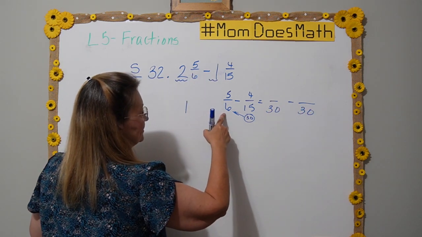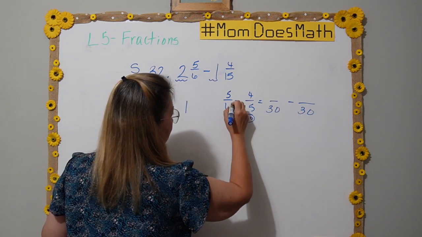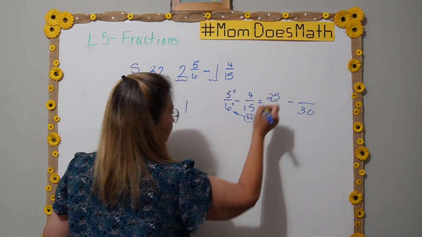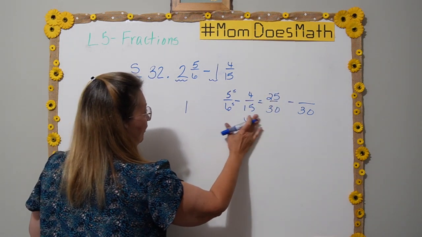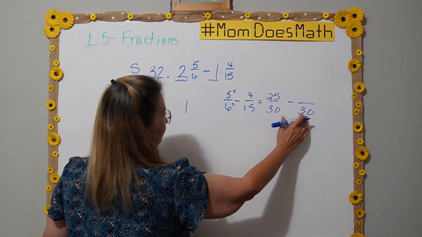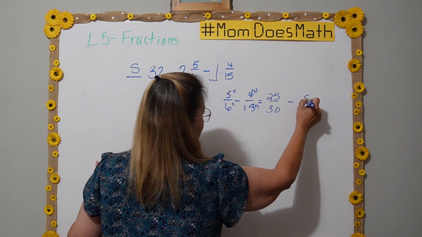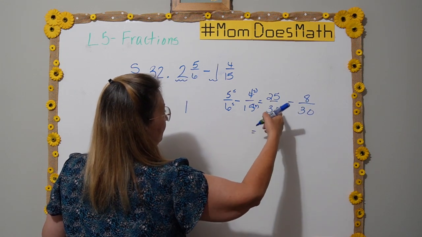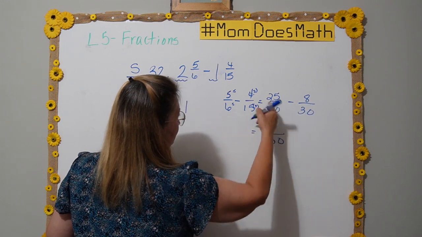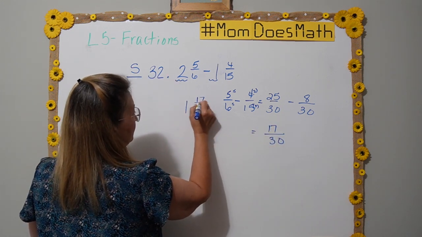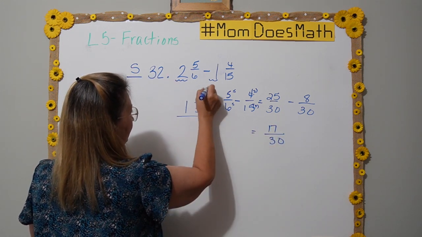Now, what did you multiply 6 by to get your new denominator? You multiplied it by 5, so you've got to multiply the top by 5. That gives you 25. Now, what did you multiply 15 by to get the new one? Times 2, so you've got to multiply the numerator times 2. That's 8. Okay, your denominators match now. So what's 25 minus 8? 17. And that's going to be your fraction part of it.